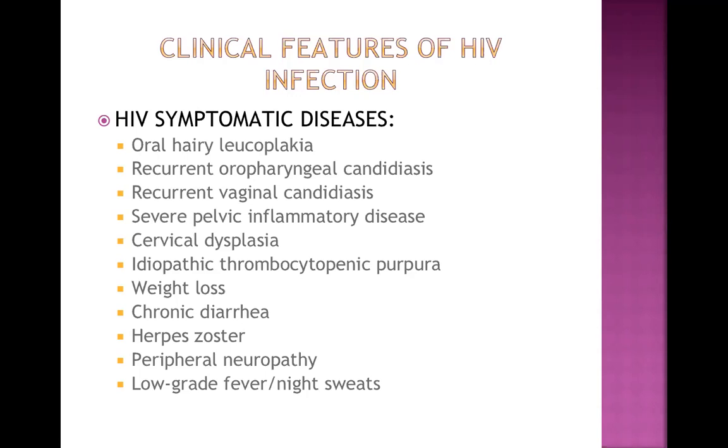In females, recurrent vaginal candidiasis, similar. Severe pelvic inflammatory disease, cervical dysplasia, which is a pre-carcinogenic condition, idiopathic thrombocytopenic purpura or ITP, severe weight loss, more than 10% of the body weight, chronic diarrhea, usually lasting for more than 1 month, herpes zoster infection occurring in the human body, again one of the markers of immunodeficiency, peripheral neuropathy, and low-grade fever and night sweats, which usually occur for more than 1 month.